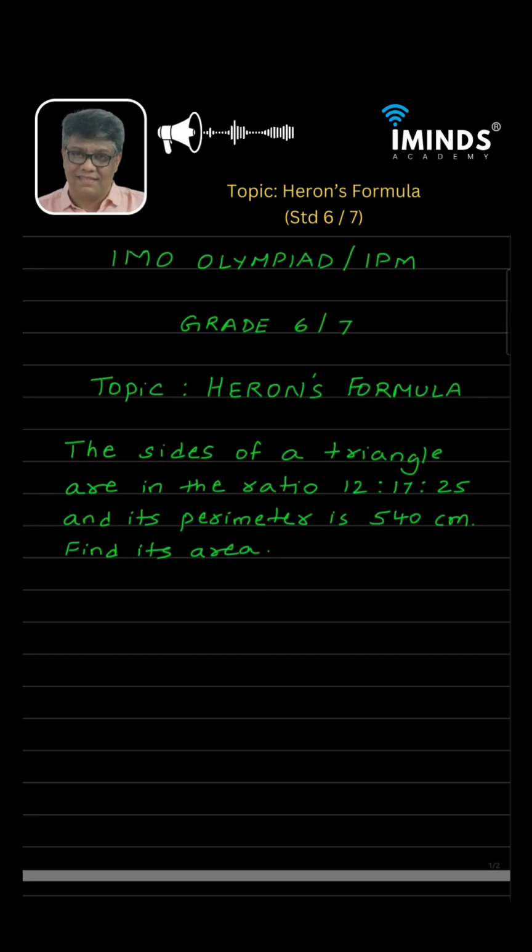Hello, math enthusiasts. Today's topic is Heron's formula. If base and height of a triangle are given, we can find its area by applying the standard formula A equals base into height upon 2. But if height is not known, then it is Heron's formula which will help us.